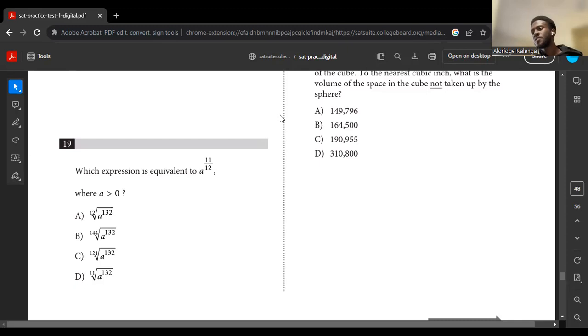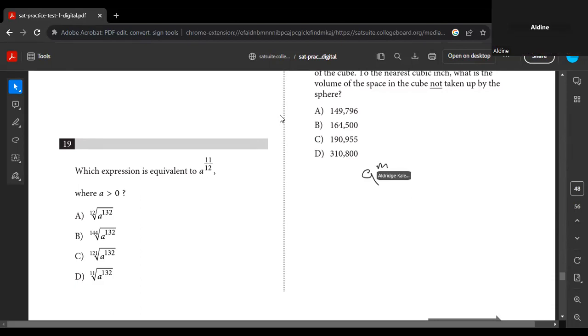Which expression is equivalent to A to the 11 over 12, where A is greater than 0? So, okay, A is positive. You guys have looked at exponential. Yes, sir. All right. First thing, we know that the denominator is the outside number.